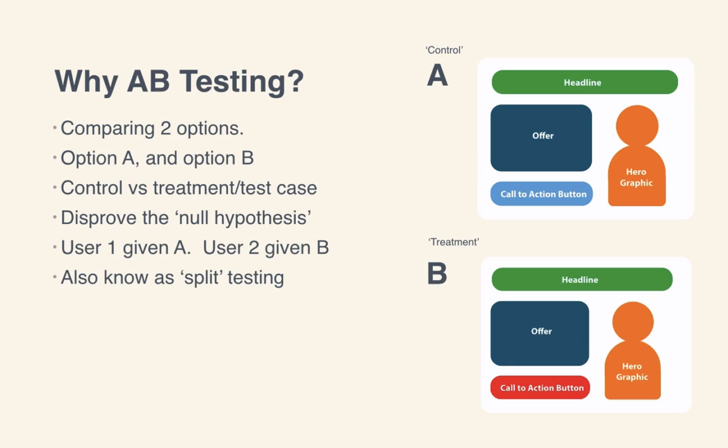So this is also known as split testing, because we've got this split in what people are seeing. Some people are seeing blue, some people are seeing red. And it's also called two-sample hypothesis testing, because we've got two different samples and we're trying to disprove the null hypothesis. And we'll look at this idea of statistical significance later on, because it's really quite important.